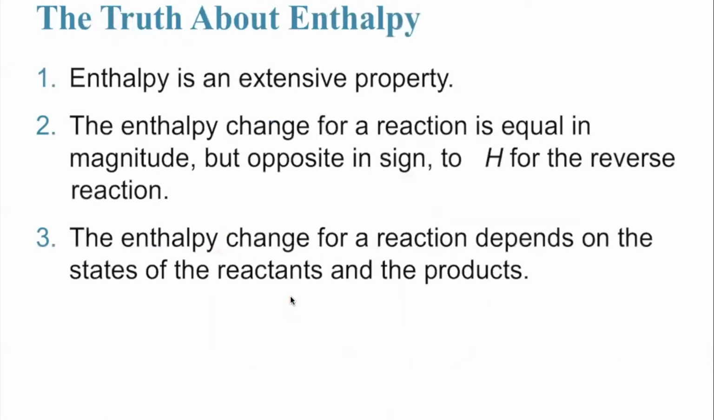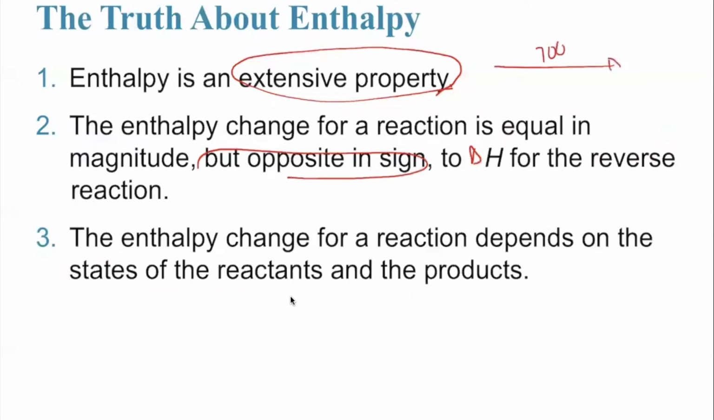Enthalpy is an extensive property. So we went over that in chapter 1. The enthalpy change for a reaction is equal in magnitude, but opposite in sign, to delta H for the reverse reaction. So for example, if forward is 100 kilojoules, backwards will be negative 100 kilojoules.